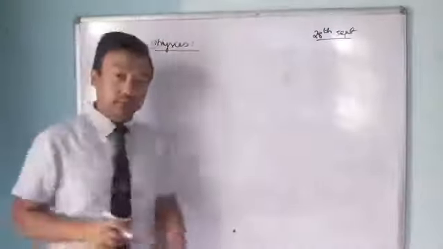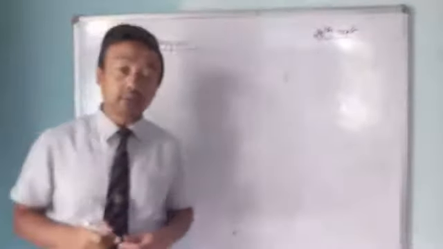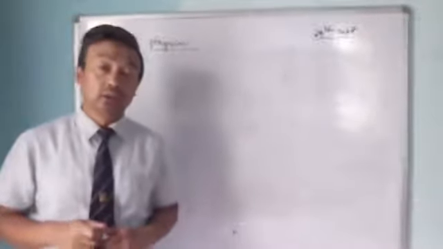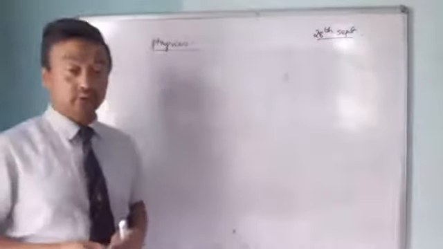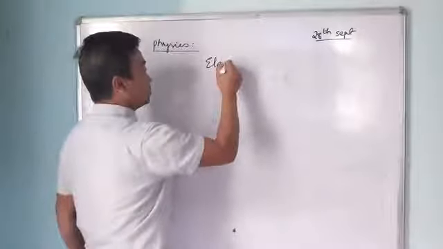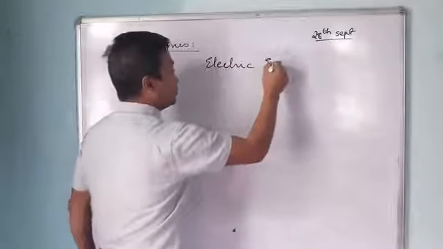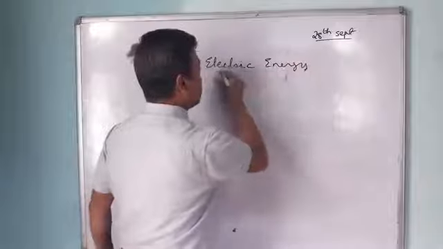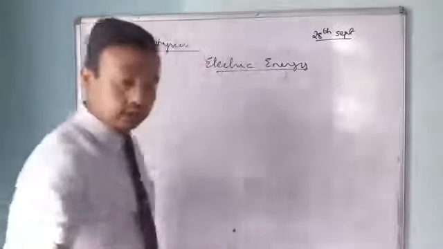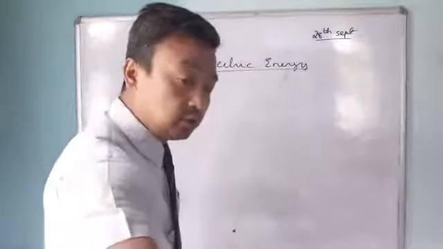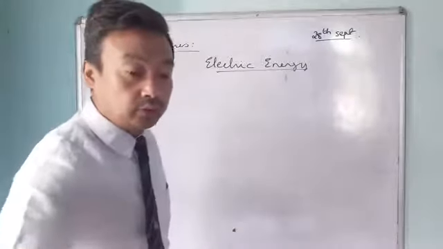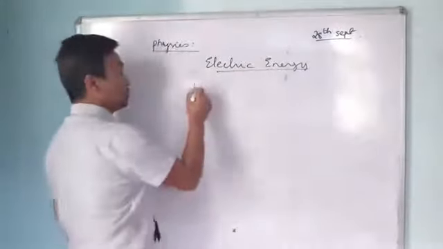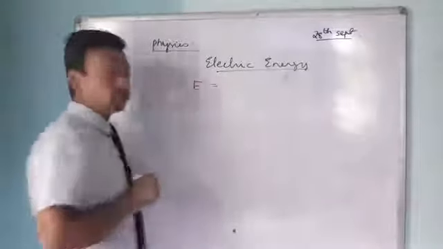In the previous class, that is on Saturday, we were discussing the last two terms in that chapter, that is current electricity: electric energy, and we had also discussed electrical power. There we had derived two formulas. First one was the energy. We have got different expressions for the energy.